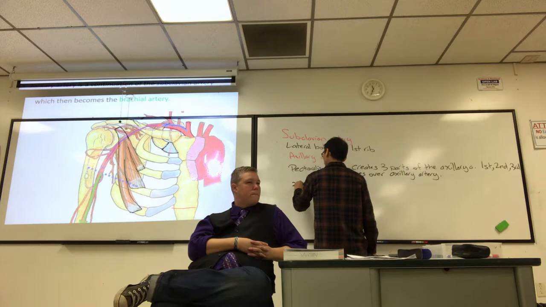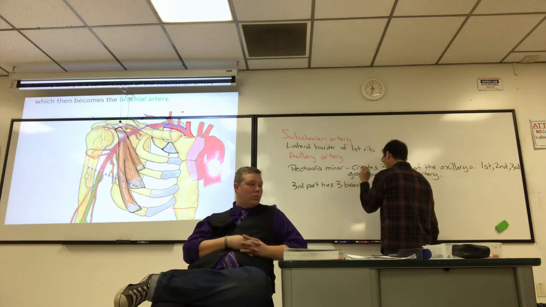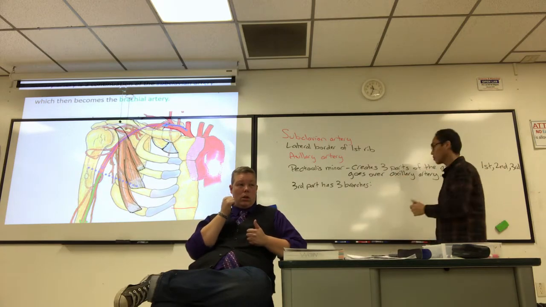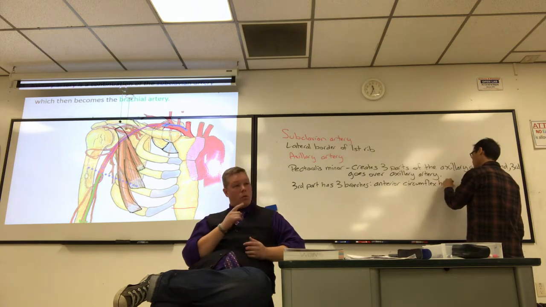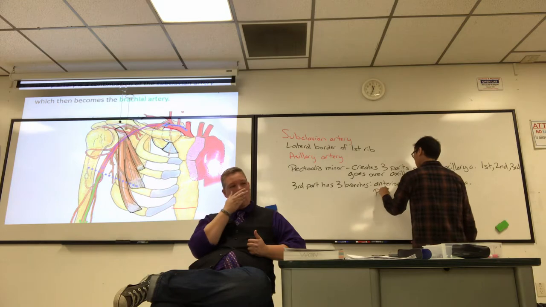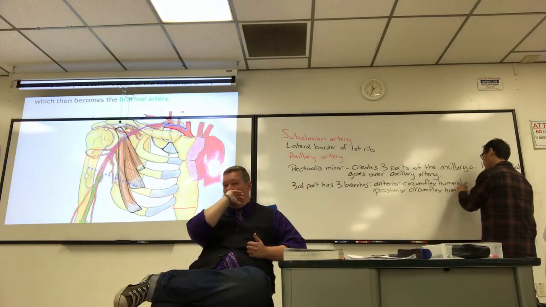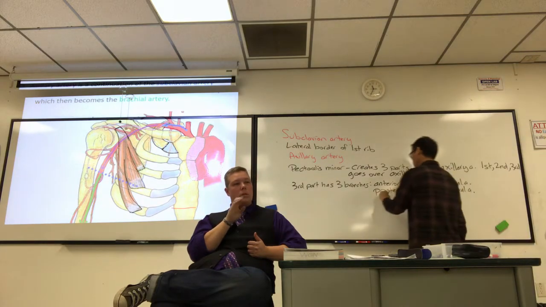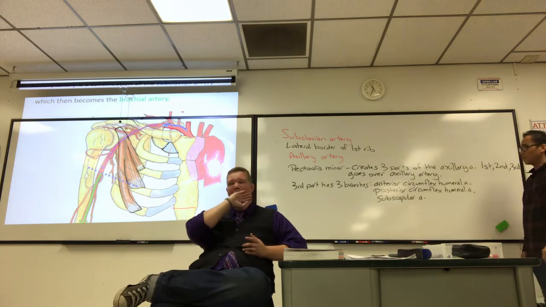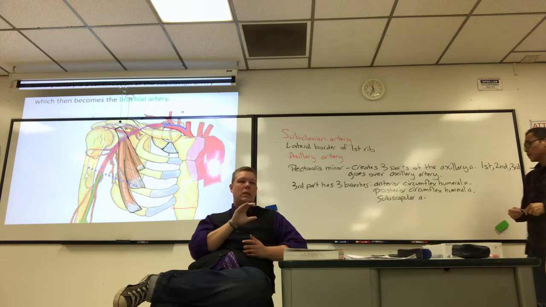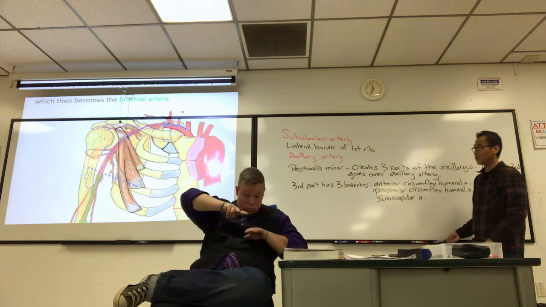All right, so the third part happens to have three branches. They are the anterior circumflex humeral, posterior circumflex humeral, that's two. Anterior circumflex humeral artery, posterior circumflex humeral artery, and subscapular. It's the third branch of the third part. Subscapular is the largest branch. It's called subscap because if you have the cadaver lying face down and look underneath the scapula, you should find that artery.